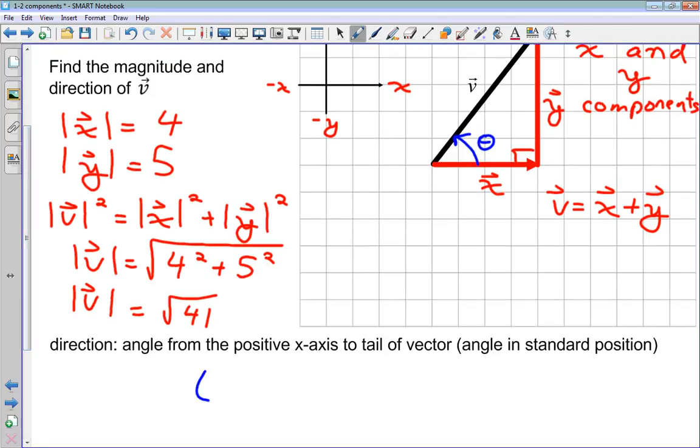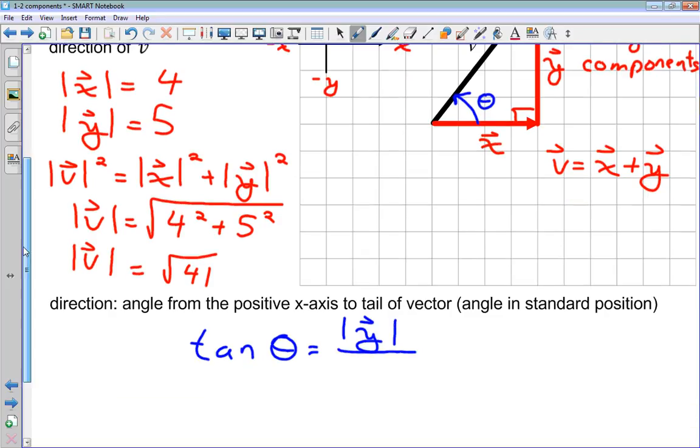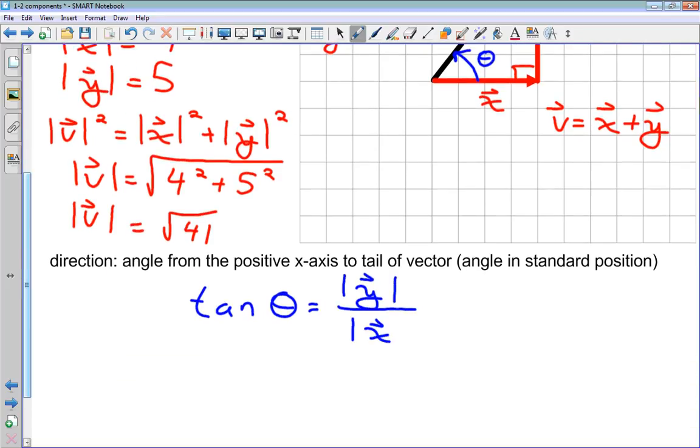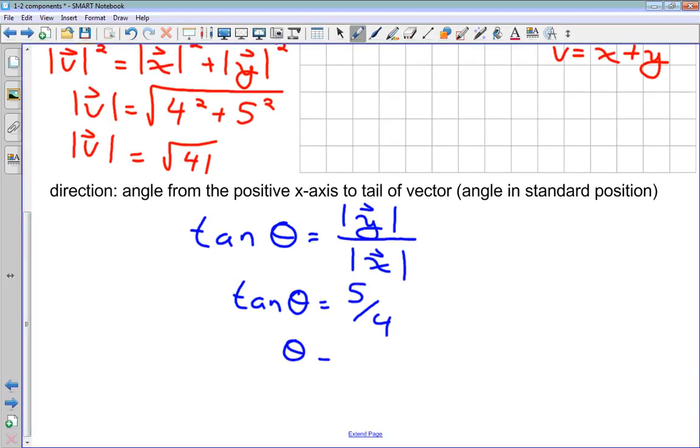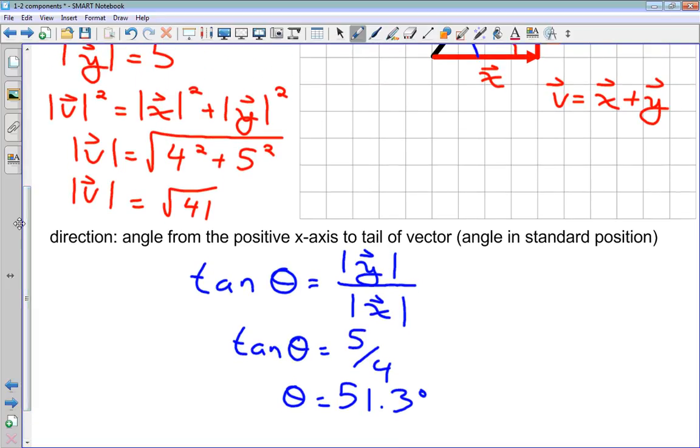Well, again, this is some simple right-angle trigonometry here. We know that the tan of angle theta is going to be the opposite over the adjacent. So it's going to be the magnitude of vector y over the magnitude of vector x. Okay, so in this case, tan theta is 5 over 4. And so theta, punching this into our calculator, gives us 51.3 degrees. So there we have the magnitude and the direction of vector v. Magnitude is root 41. The direction is 51.3 degrees from the positive x-axis.